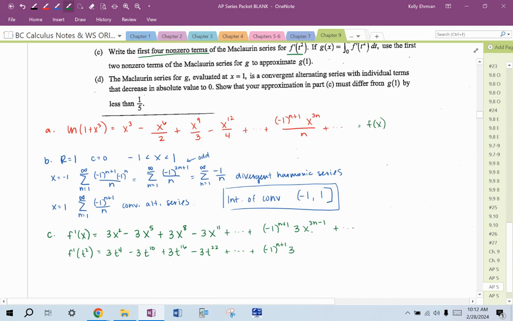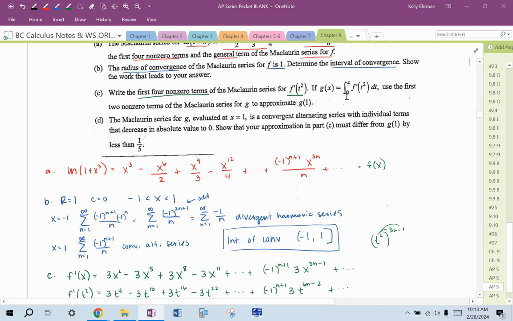Instead of x to the 3n plus 1, it's t to the 6n minus 2, because you're saying t squared to the 3n minus 1. So power to a power, you multiply. Plus dot, dot, dot. So that part's done. If g of x equals the integral from 0 to x of f prime of t squared dt, write the first two non-zero terms of the Maclaurin series for g to approximate g of 1.